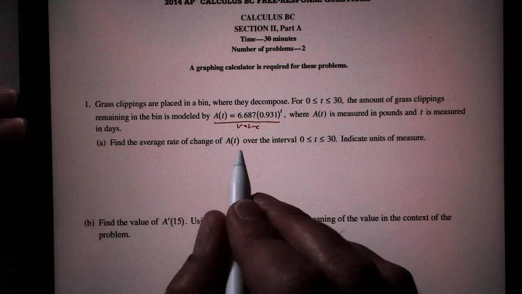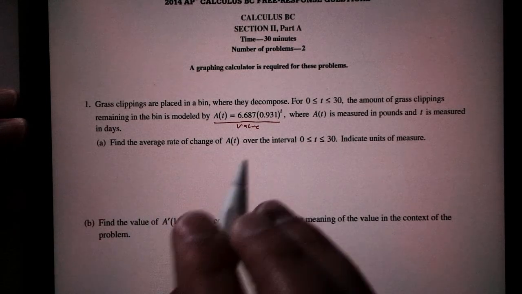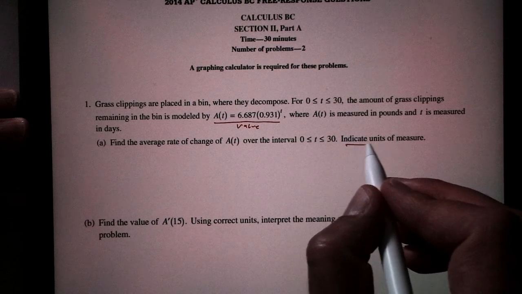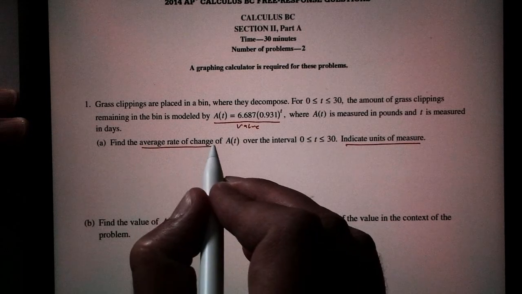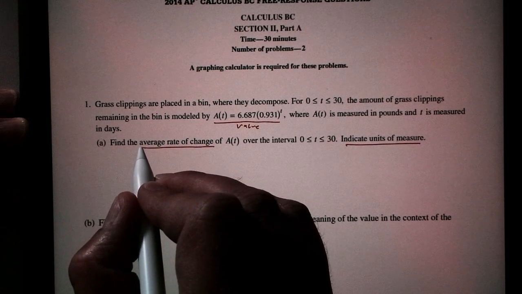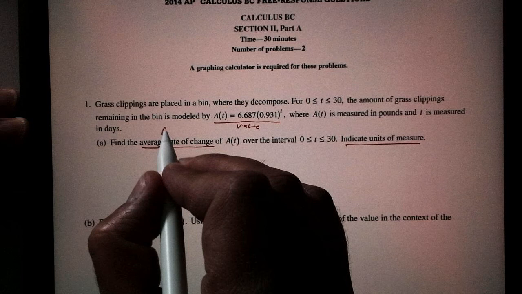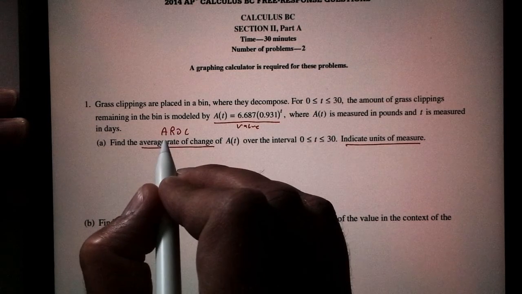Our first question says, find the average rate of change of A of t over those 30 days. And notice here it does say indicate units of measure. So average rate of change. Well, this shouldn't be too hard for us. It kind of spells it out for us, average rate of change. This is our AROC question right here.